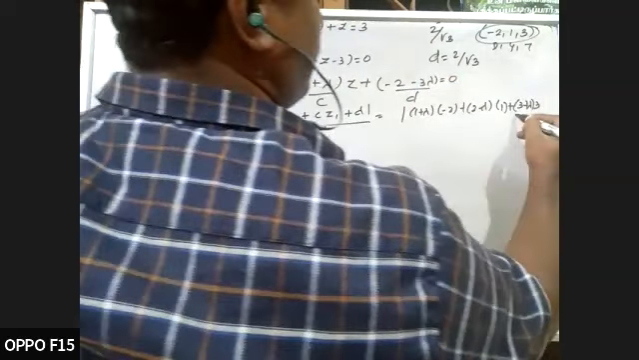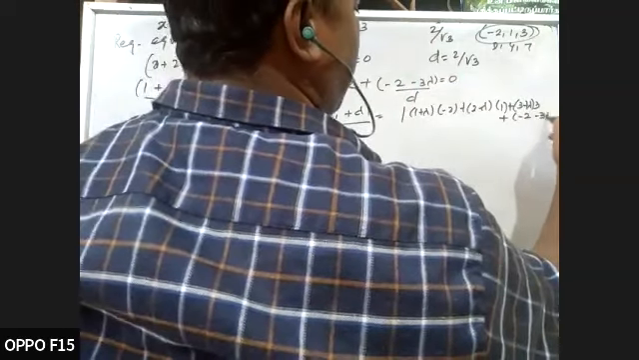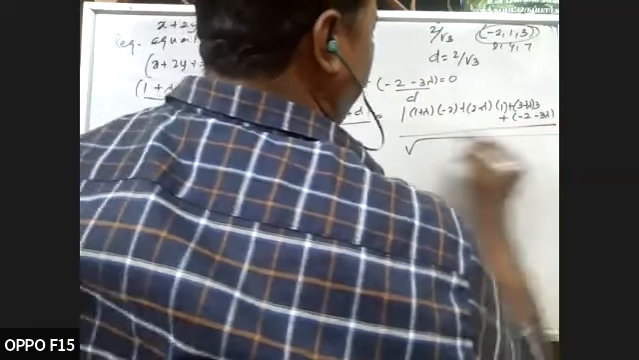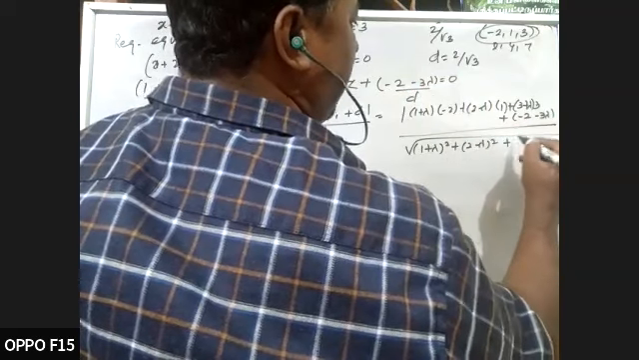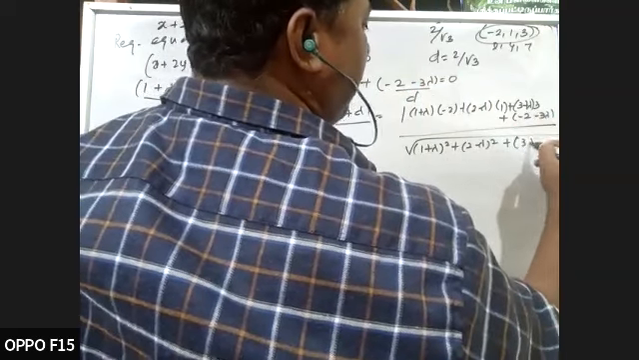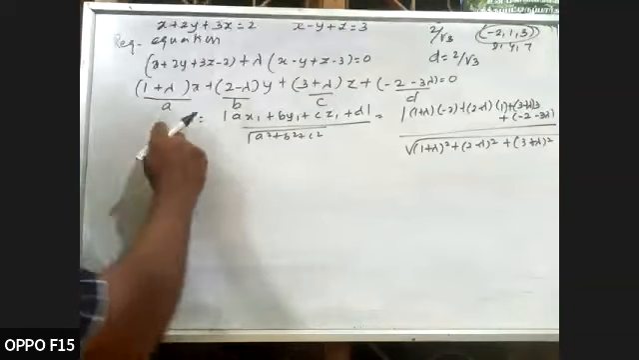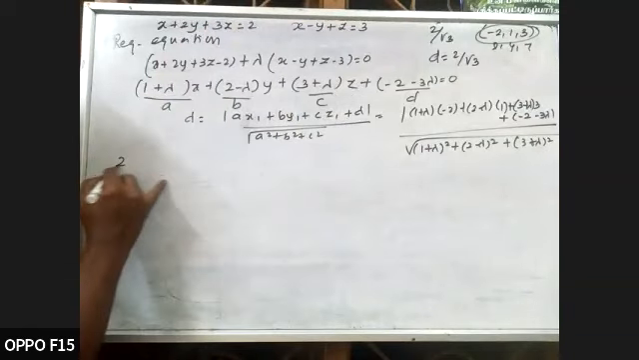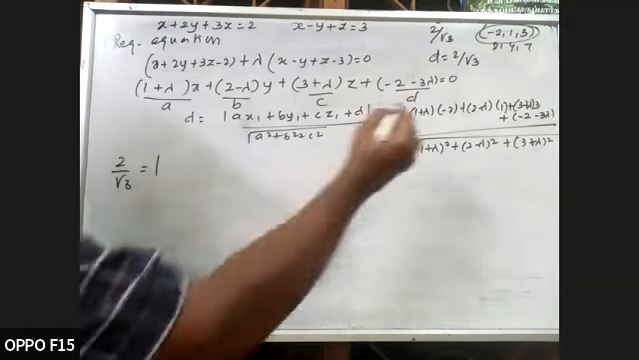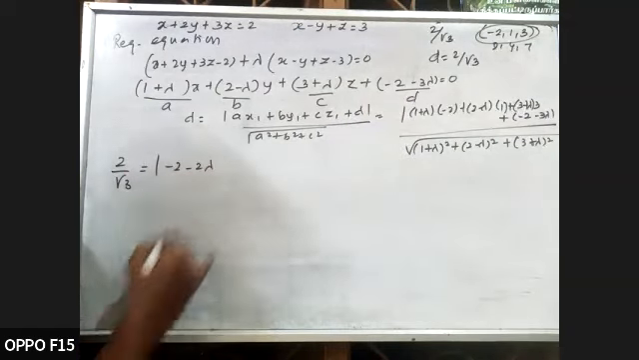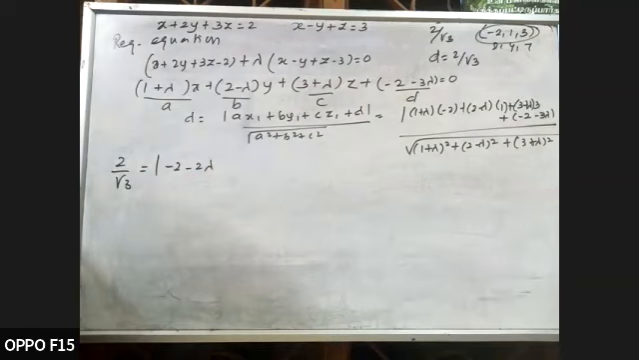Your d is equal to minus 2 minus 3 lambda divided by root of (1 plus lambda) the whole square, (2 minus lambda) the whole square plus (3 plus lambda) the whole square. The distance value is equal to 2 by root 3. Now I can write this as mod of minus 2 lambda minus 2 lambda.